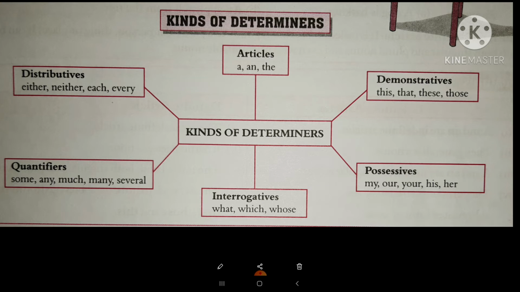It will be very close to us, okay? Means the distance will be very limited, okay? And these is used before plural nouns that are close by. This and these: this we are using with singular nouns that are close to us, and these we are using with plural nouns that are close to us.